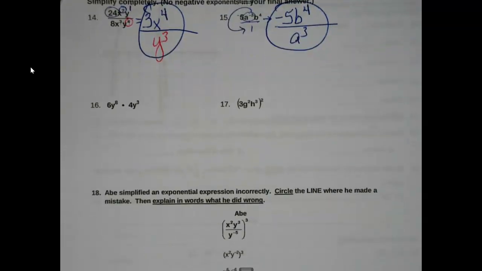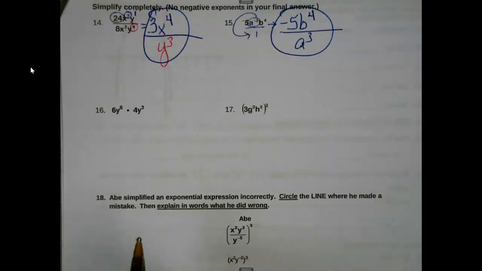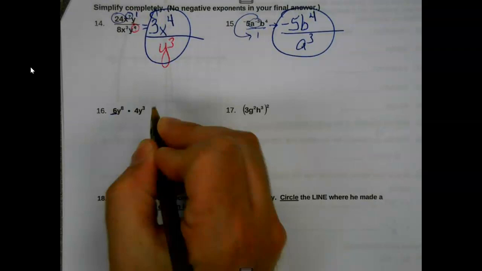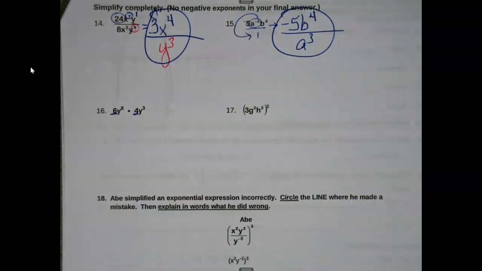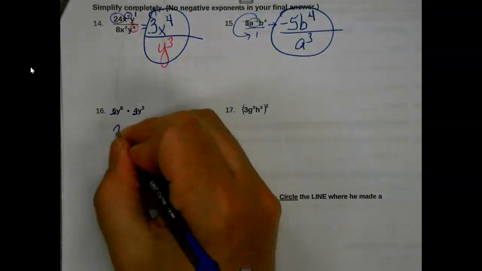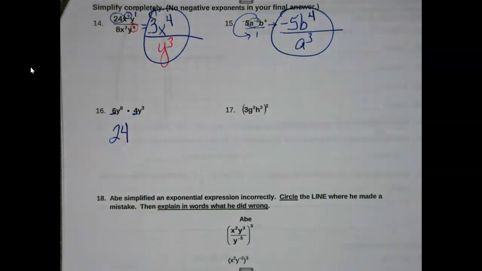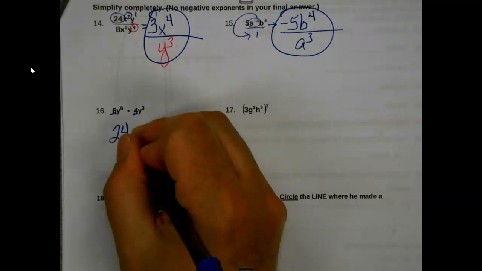We're almost there. We're going to get through this page. This is great. Big numbers, play by the normal rules. 6 times 4 is 24. Now what do we do to the exponents? Add them up.